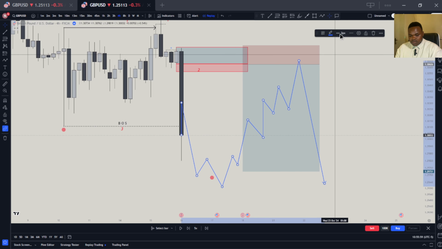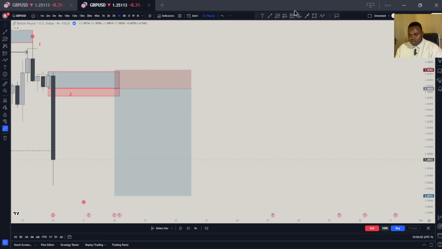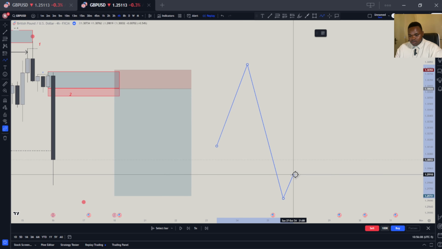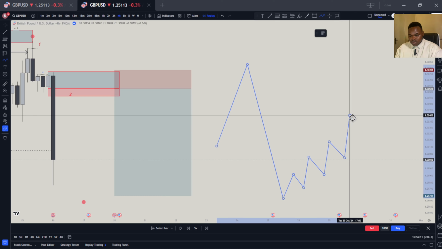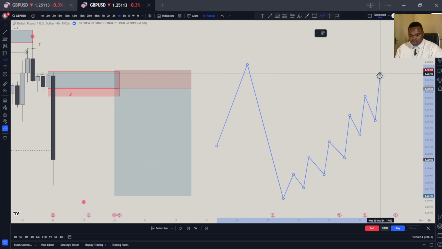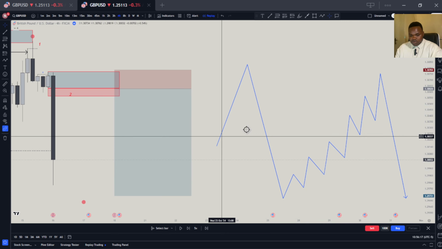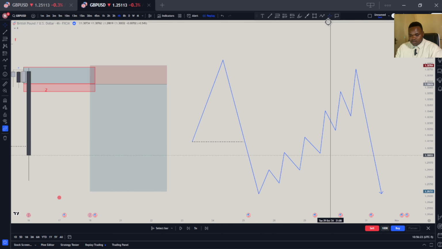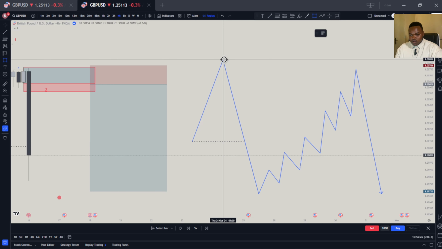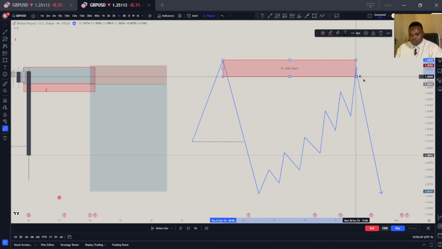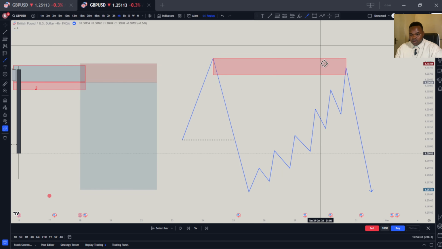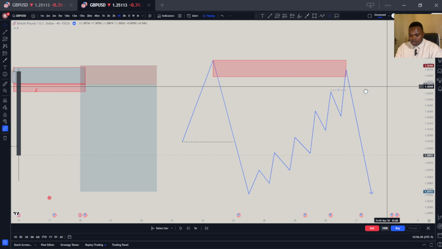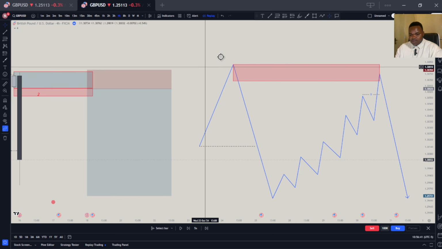Okay, so let me draw it out. Price can do something like this to get the other block, then sell off. So it looks something like this. This will be the other block, and this is your liquidity lying before it.